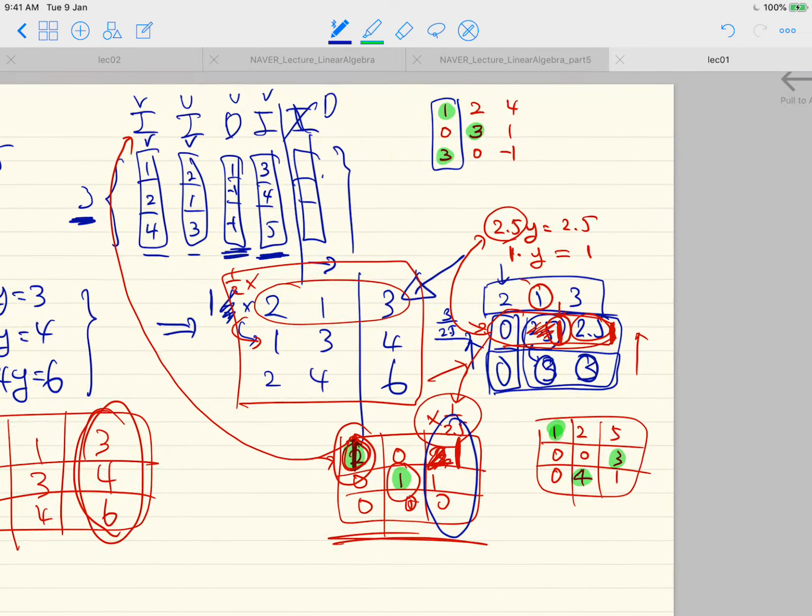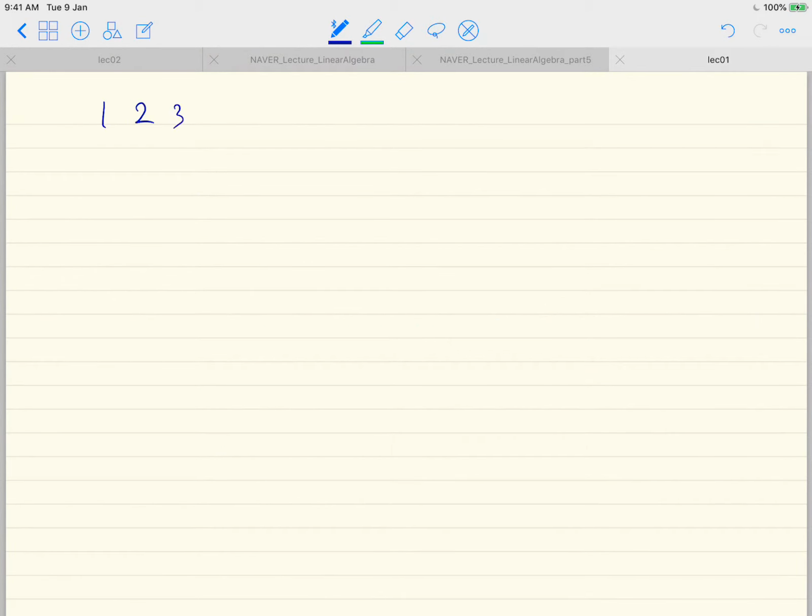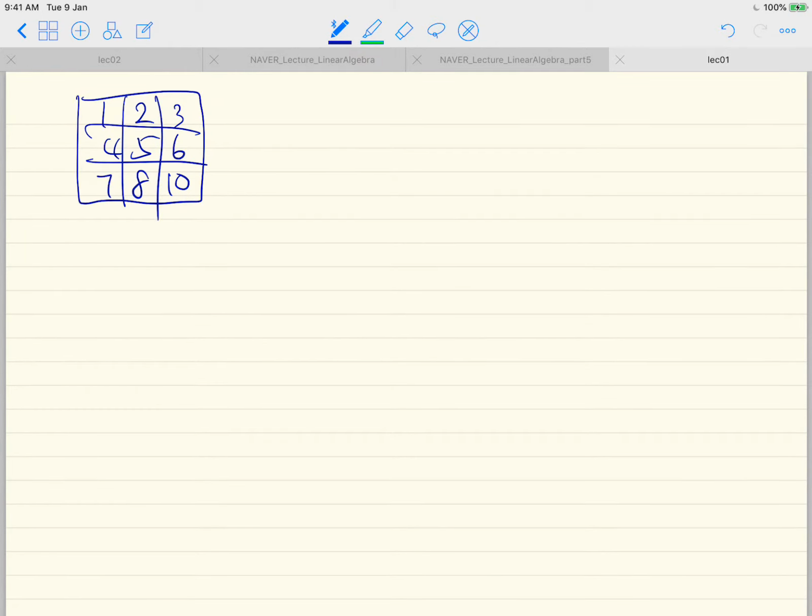So how do you compute the inverse matrix of 1, 2, 3, 4, 5, 6, 7, 8? If it is 9, then it is not invertible, I think. So let's make it 10, which is one example of an invertible matrix, I believe. So how do we obtain the inverse matrix of this?